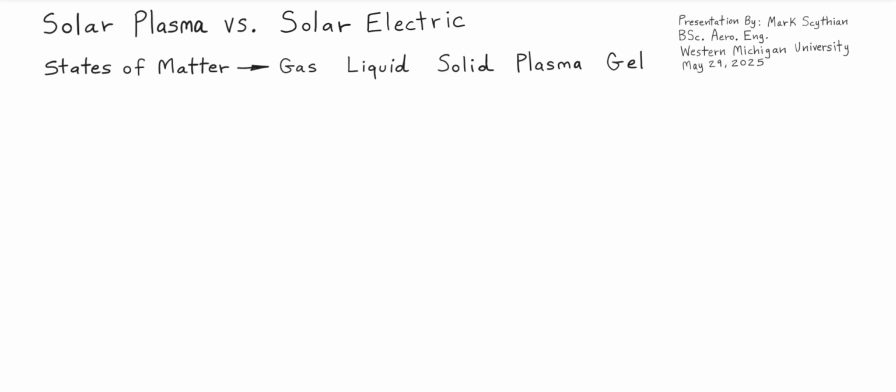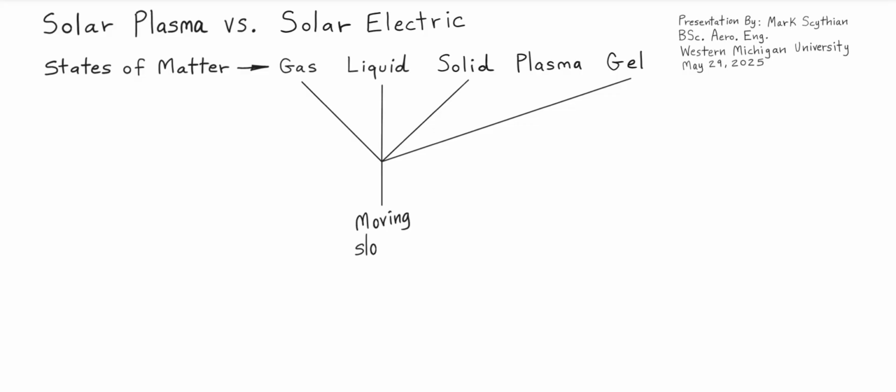And so as you enter physics, engineering, STEM coursework, undergraduate, graduate, PhD level, then you're used to knowing the states of matter as being 5-fold: gas, liquid, solid, plasma, and gel. So what gas, liquid, solid, and gel have in common is that they are in the material state, moving slower than the speed of light.